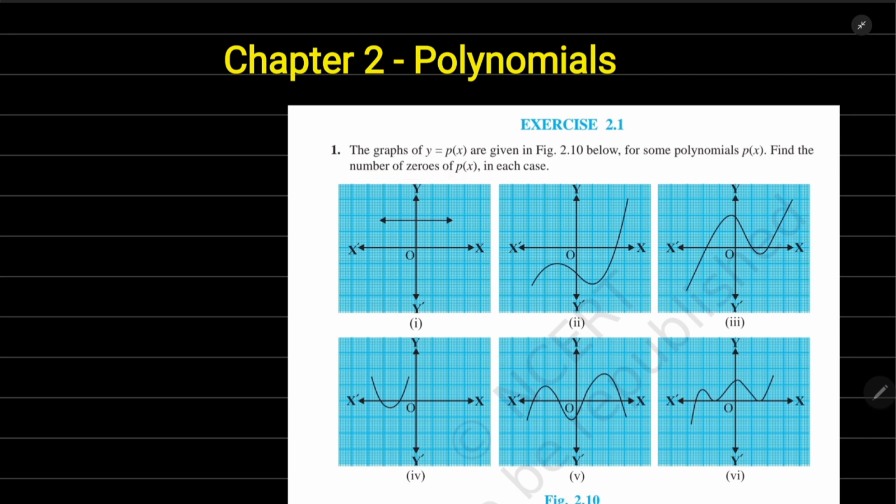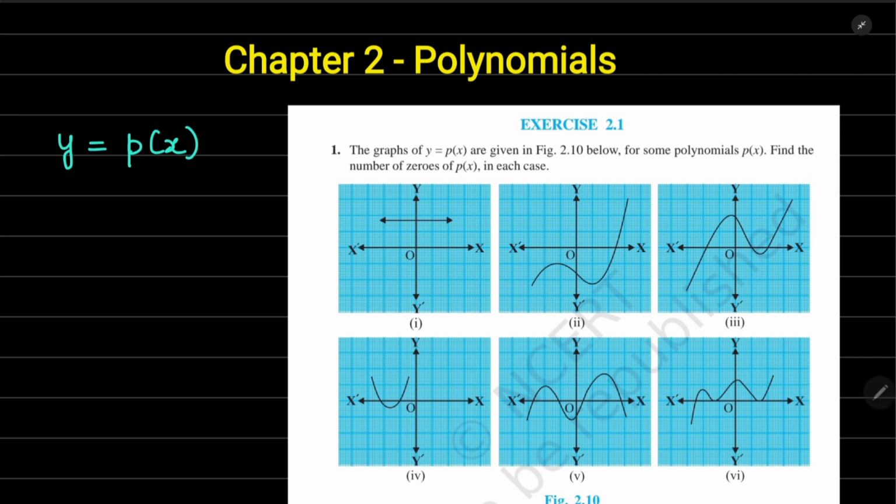Now before we solve this, let me tell you a brief about what you need to know. So here y is equal to p of x is given. What do you mean by p of x? P of x is a polynomial with variable x. Now there are different kinds of polynomial. Based on the degree, you have multiple types of polynomials.